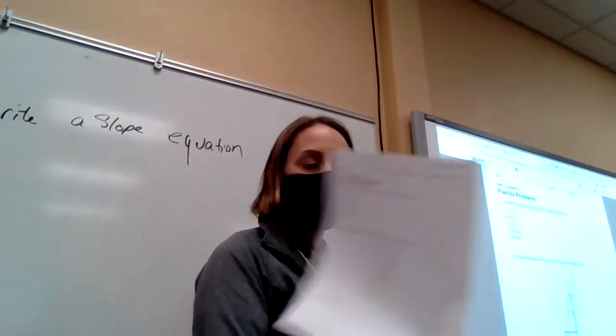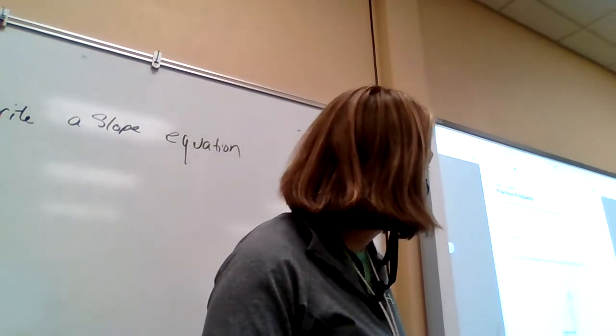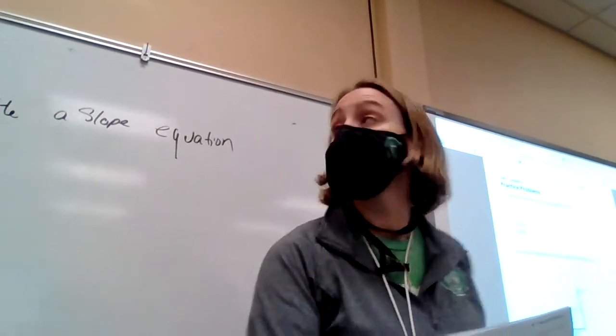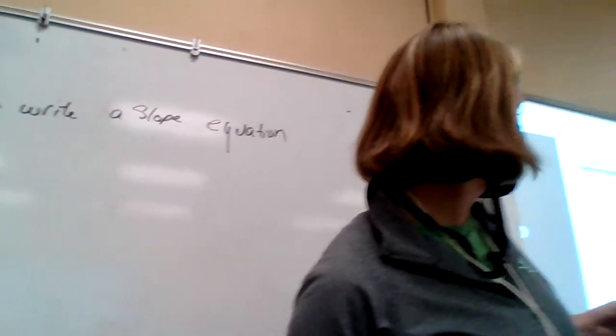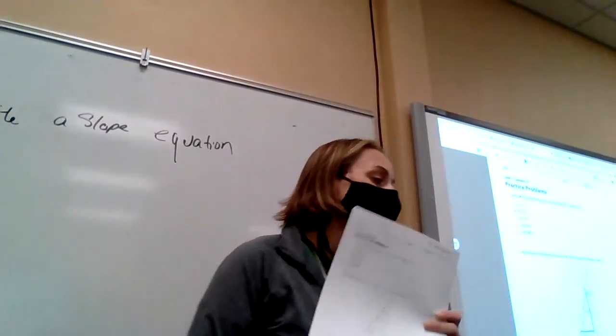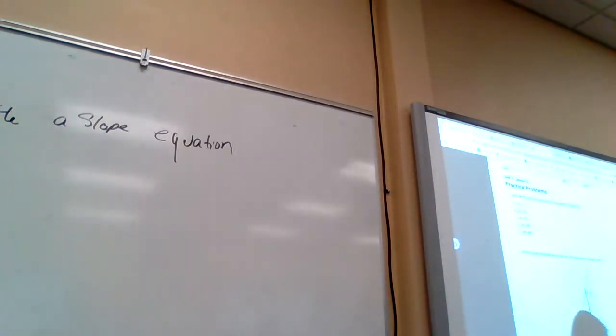Okay, so we have practice problems unit 2, lesson 12. And we're taking notes on how to write a slope equation. And we're looking at number 2, and I want you to find the slope. Okay? You can find the slope by making a triangle. Somebody tell me, what is the slope?